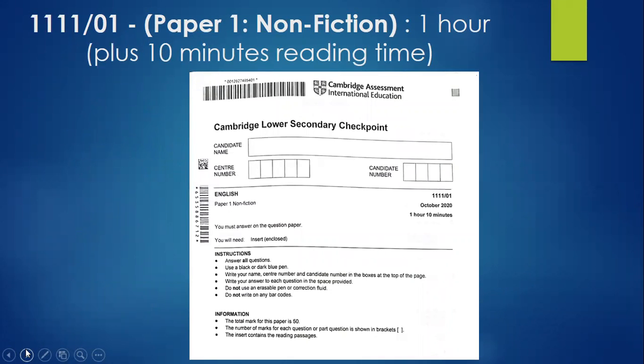Now, here is an example of a cover page for paper 1. Paper 1 is the non-fiction paper with the code 1111/01. If you can see, the code will be indicated on your cover page. The time allocated would be 1 hour plus a 10 minutes reading time. The marks allocated for this paper is 50, and the marks for each question will be indicated in the brackets just next to the question.